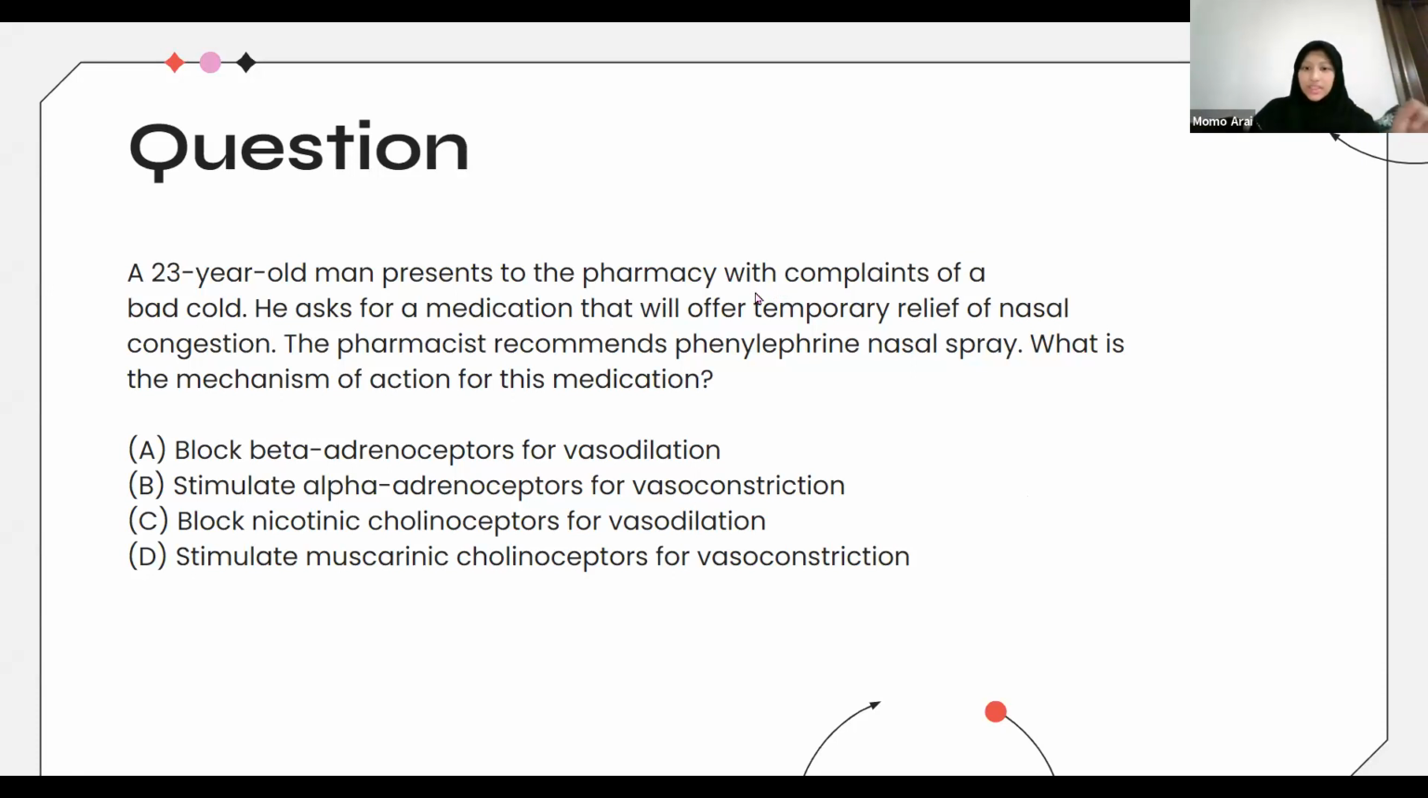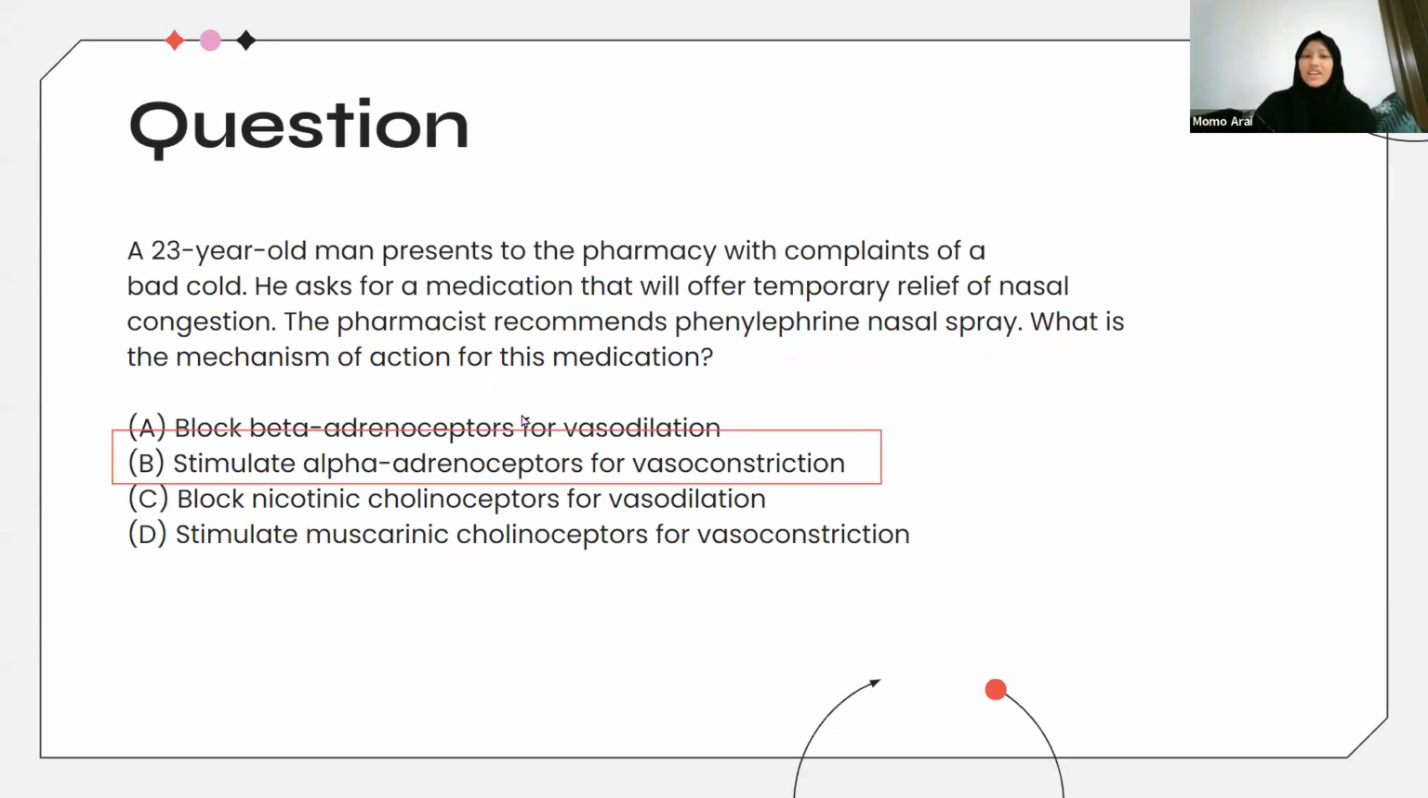The main takeaway from this question is phenylephrine and its use for nasal congestion. Congestion from a bad cold happens because of vasodilation of the blood vessels. It would make it better if you vasoconstrict them so that there's less congestion. Remember the mnemonic that Shamiaa gave a while back? A for alpha is for constrict, A1C. It's a very good mnemonic. So the answer is B: you stimulate alpha adrenoreceptors for vasoconstriction.